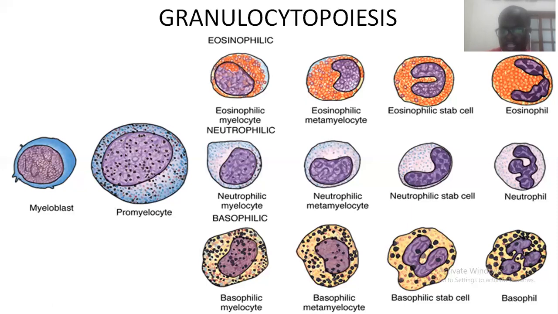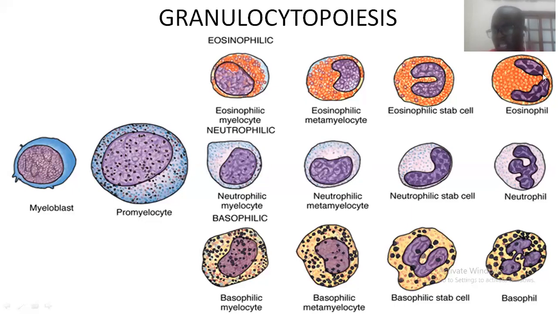Then the myelocyte will now differentiate into metamyelocytes. You can also see the change in the nucleus that now there is more like formation of a dent here, or invagination of the nucleus, like it's about to separate. Then you can see here the nucleus is stabbed. That's why these are called stab cells or band cells, because the nucleus looks like a band and later on it will be segmented.